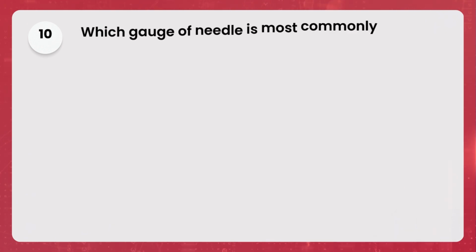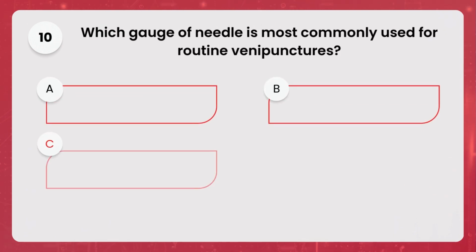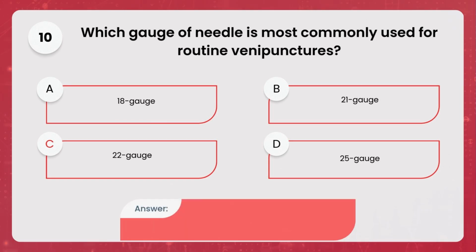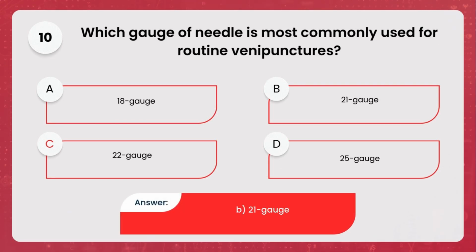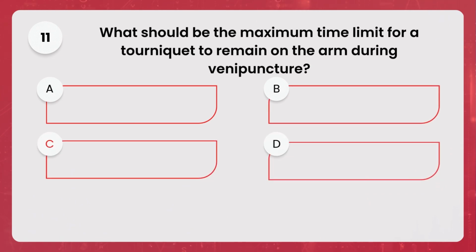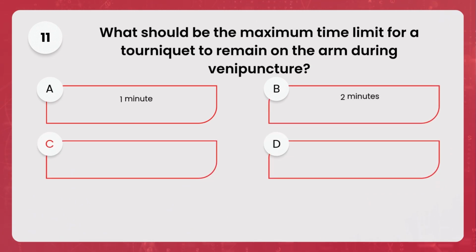Number 10. Which gauge of needle is most commonly used for routine venipunctures? A. 18 gauge. B. 21 gauge. C. 22 gauge. Or D. 25 gauge. The answer is B. 21 gauge.